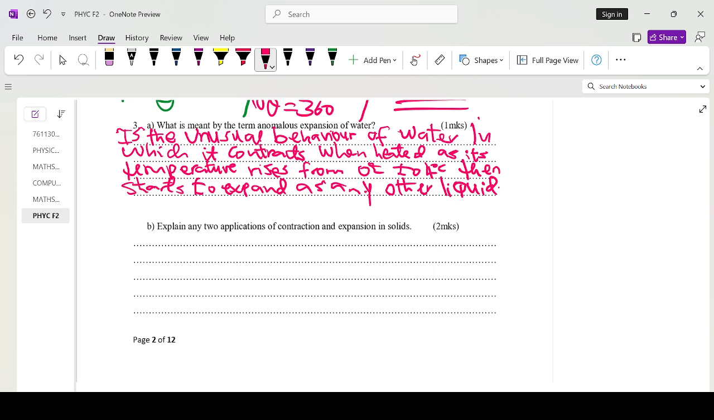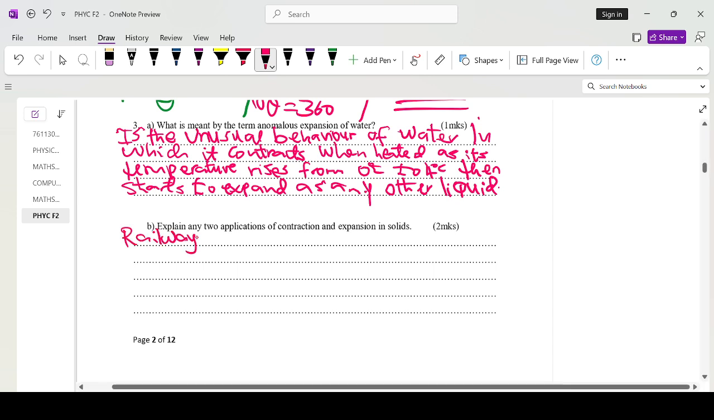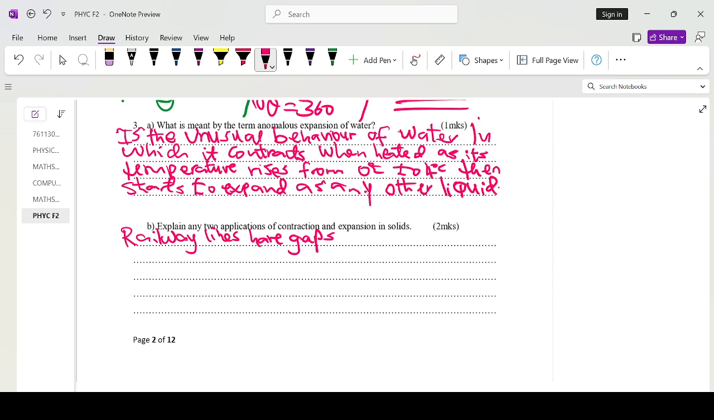railway lines. Railway lines have gaps to allow for expansion.